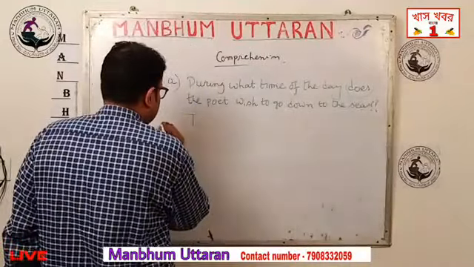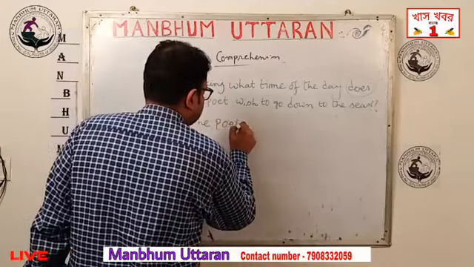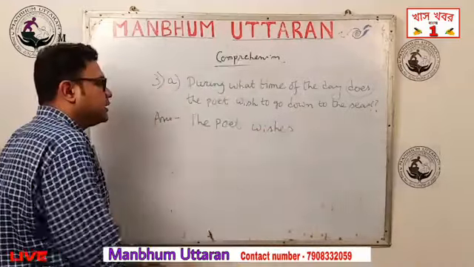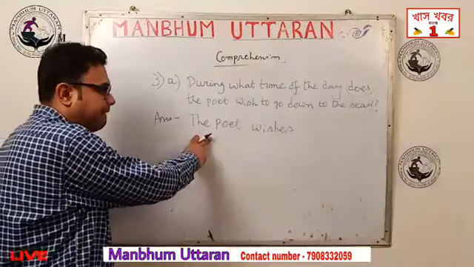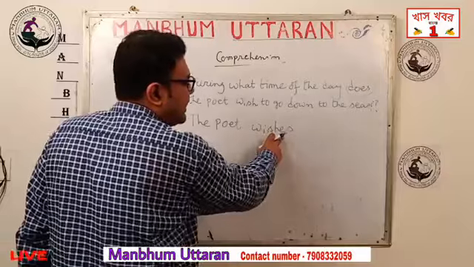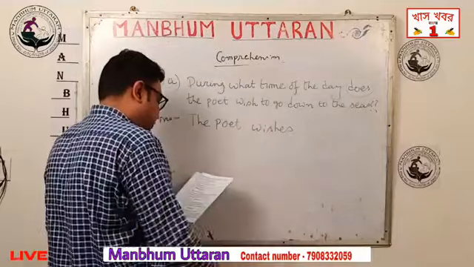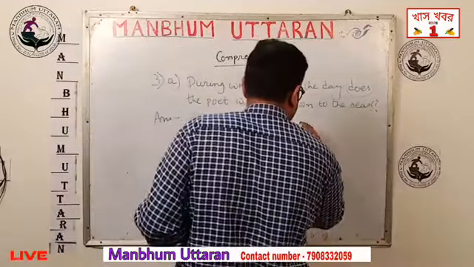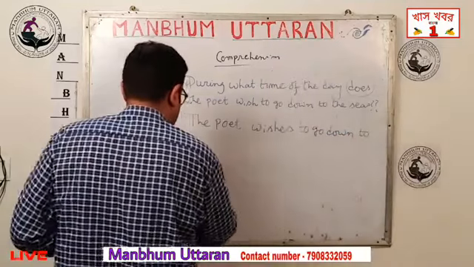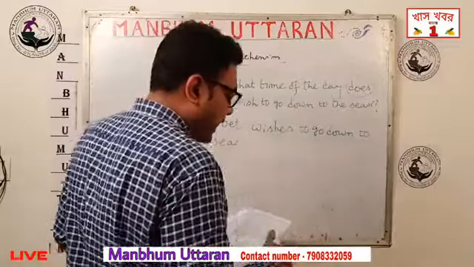So the answer will be, the poet wishes. Why wishes? Because this is singular and does is being used. So we are adding es after wish, which is the verb here. The poet wishes to go down to the seas at what time?